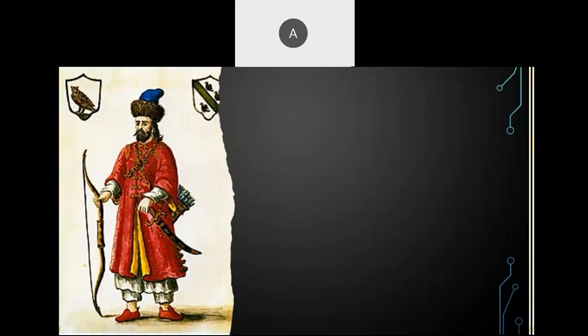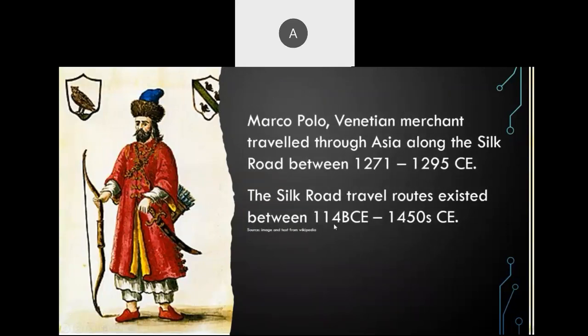But this gentleman left from Europe and went across overland, went across Asia to the Far East. Marco Polo? Yes. Very, very famous for what he developed, known as the Silk Road, across Asia, through Asia, across to the Far East to China. And those travel routes existed from 114 before Common Era until the 1450s Common Era.